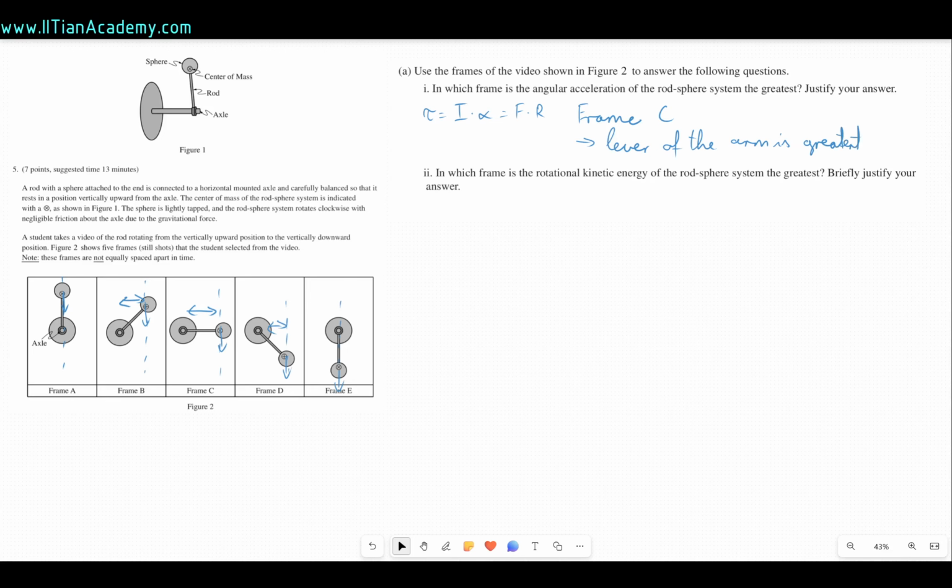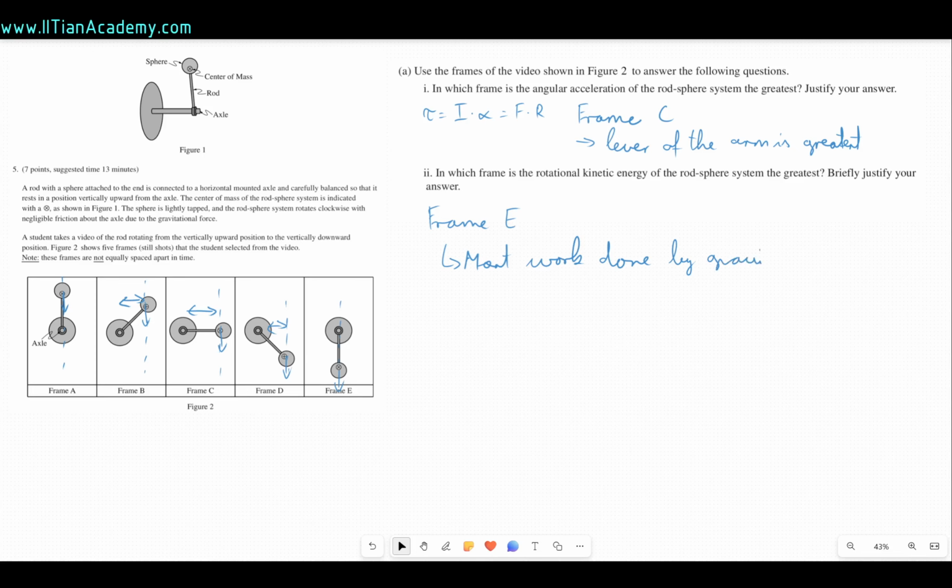And then in part 2, we're asked in which frame is the rotational kinetic energy of the rod sphere system the greatest. We need to briefly justify it. Well, it will be frame E, so when it's completely down at the vertical down position. And for example, this is when the most work has been done on the system. So most work done by gravity.